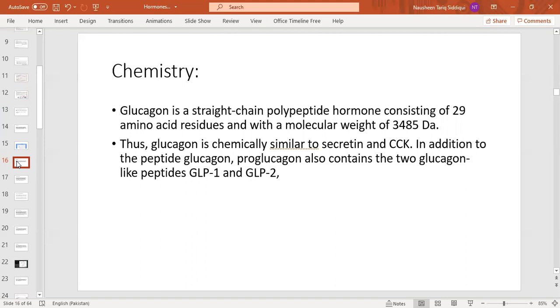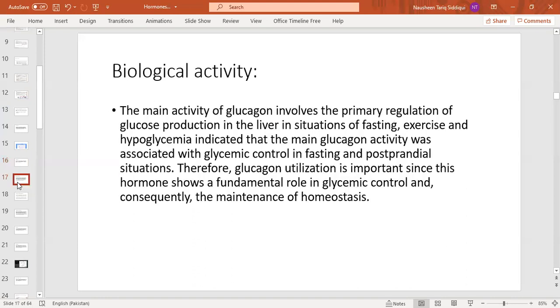These all, secretin, CCK, GLP-1, GLP-2, glucagon, are basically required in the gut for metabolizing and digesting dietary nutrients, not dietary fibers. So they have a kind of similar structure, and kind of similar application or similar chemistry, similar effects, similar function as well.